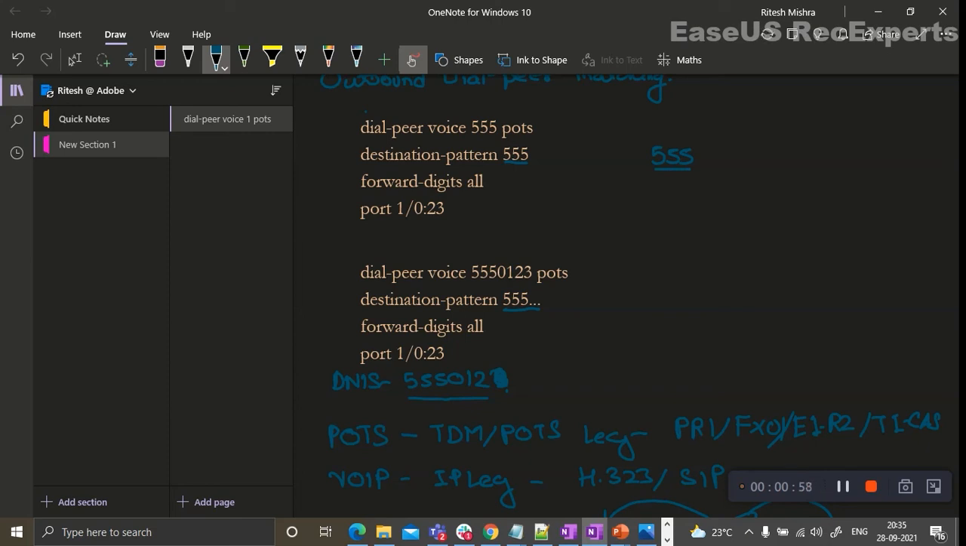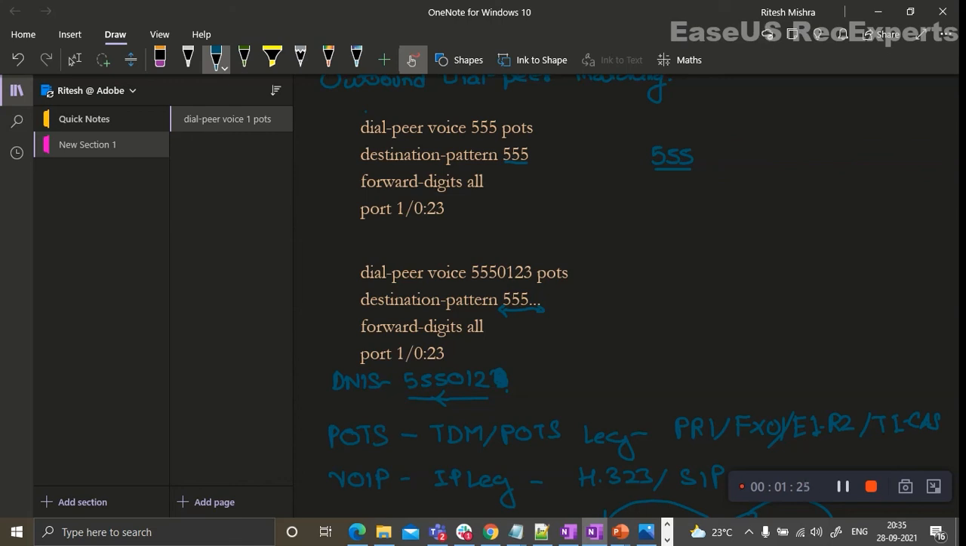Suppose in our example this is a 6 digit called number. Even if it's just a 3 digit configuration, it will be a probable match for 555012, and even this one would be a probable match, right? Because Cisco voice gateways support variable length matching on outbound dial peers especially.